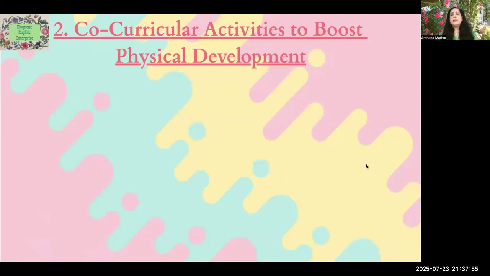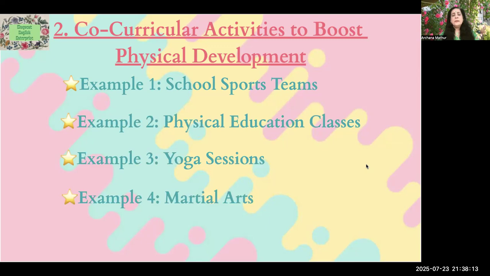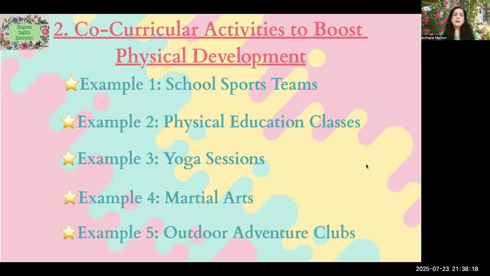Then we have co-curricular activities to boost physical development. For example, you can have a sports team of your school. You can have physical education classes like we normally have. This is nothing new. It's just that I've put the matter together. Then there could be very fruitful yoga sessions. You could have a trainer for martial arts. And also there could be some outdoor adventure clubs. But for that, we have to be very, very careful about our students' safety.